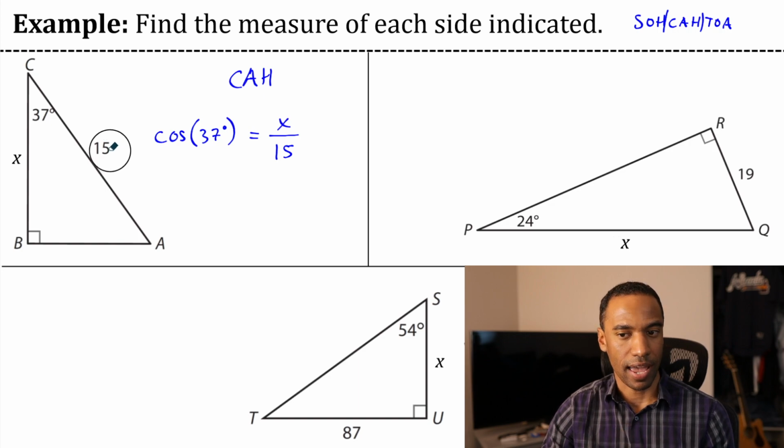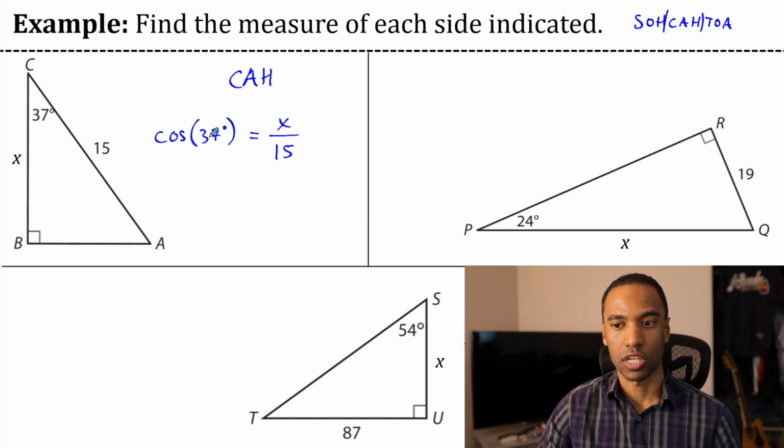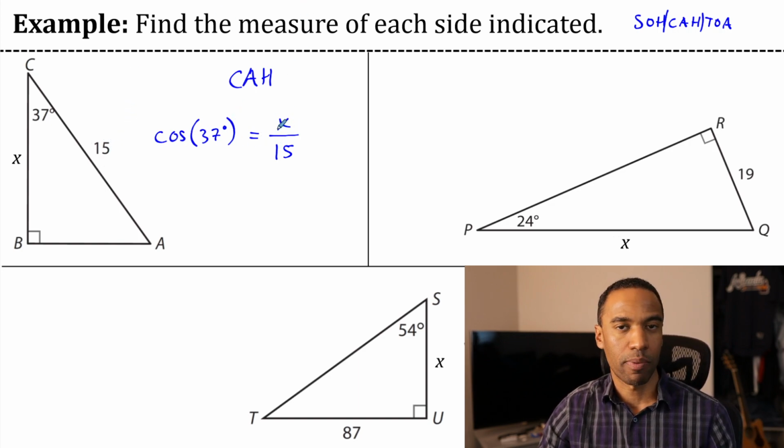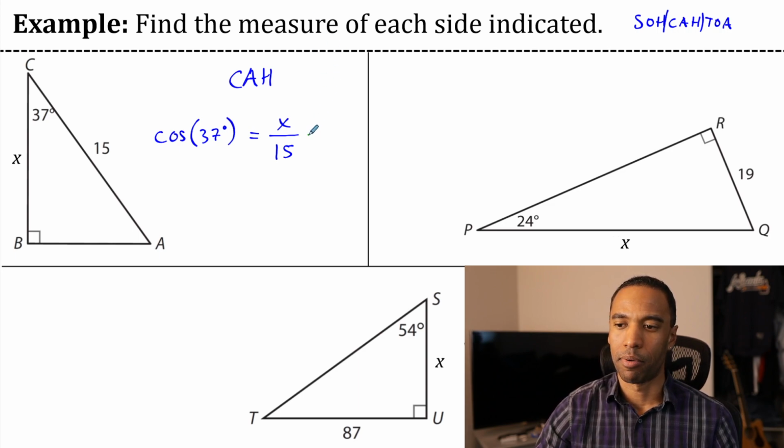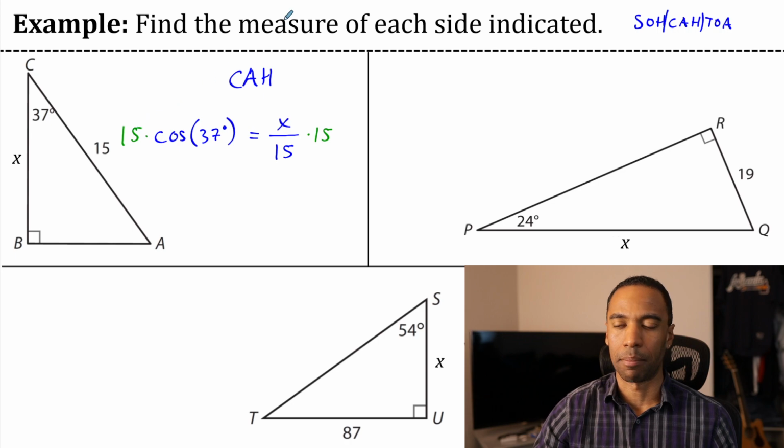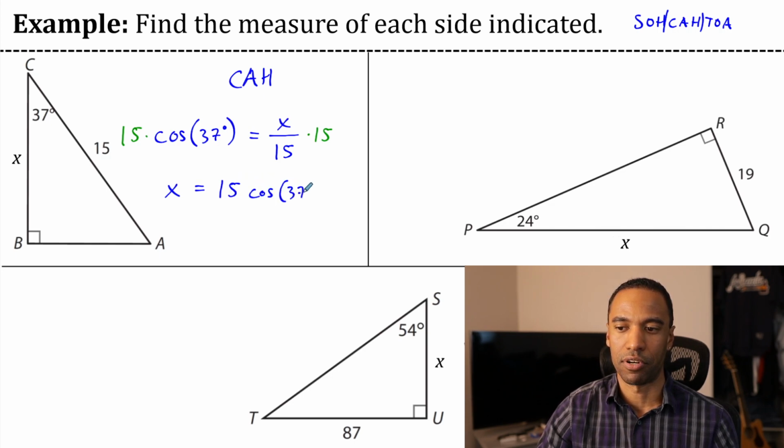How do I solve for x? Well, just like you would any other way, you got to get x by itself. I'm going to multiply both sides by 15. Now, notice how I said I wasn't going to use that number yet. I'm going to wait to use it at the end because I don't want to round early. So I'm going to first start by writing the exact answer, 15 times cosine of 37 degrees.